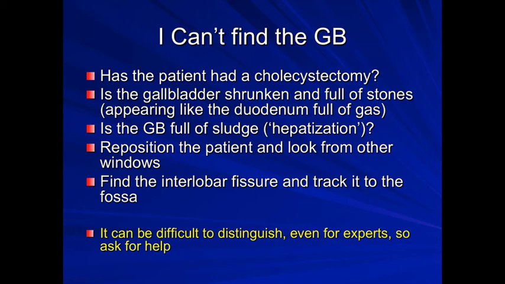So, having looked for these things, what I would then suggest is, if you still can't find the gallbladder, reposition the patient and try and look from another window. So if the patient's lying on their back, roll them onto their side. If they're on their side, roll them onto their back. If you're looking from a subcostal window, try and look from an intercostal window. You can also remember the anatomy, and if you locate the interlobar fissure, you can then track that down to the underside of the liver, and you know that that is where the gallbladder fossa will be.